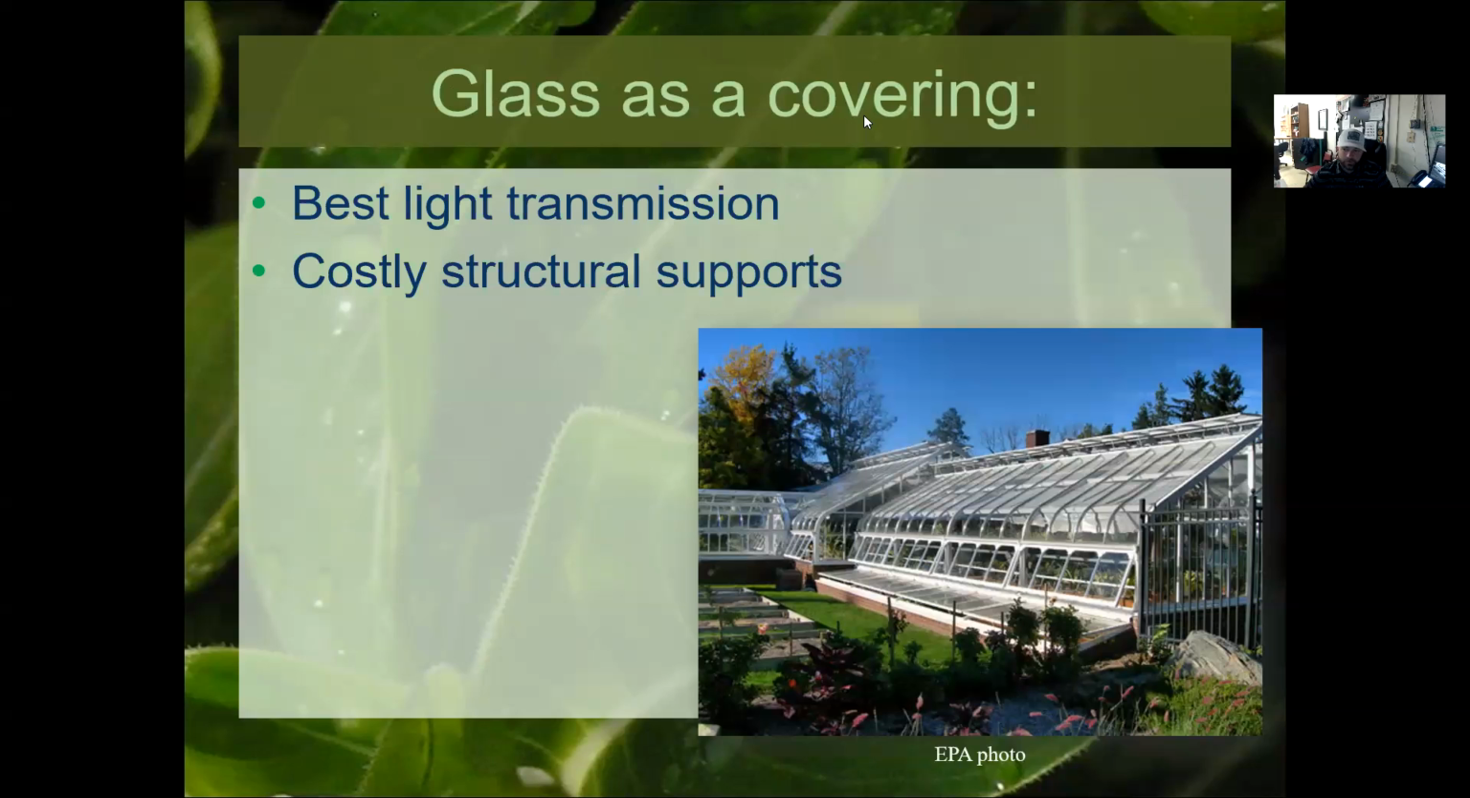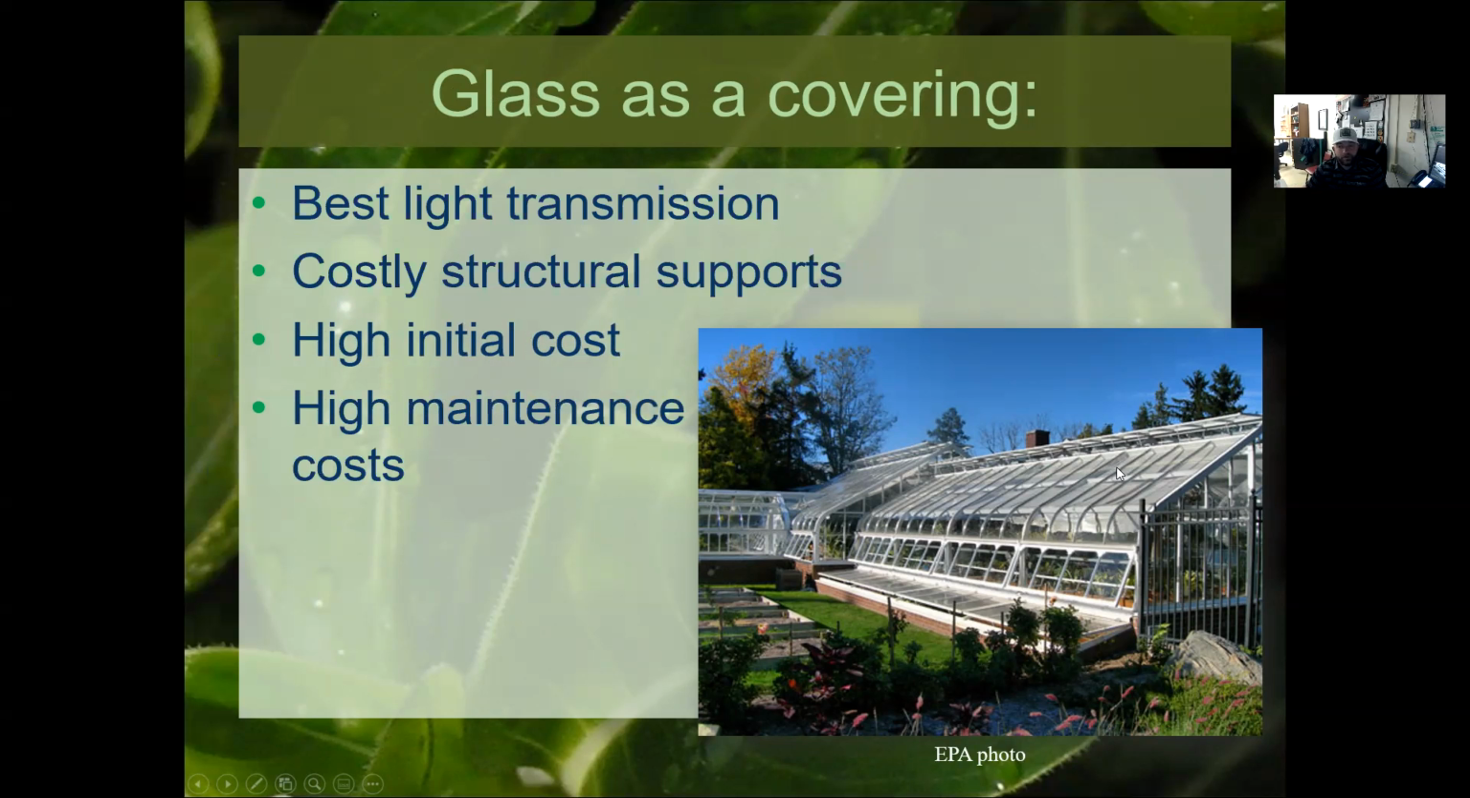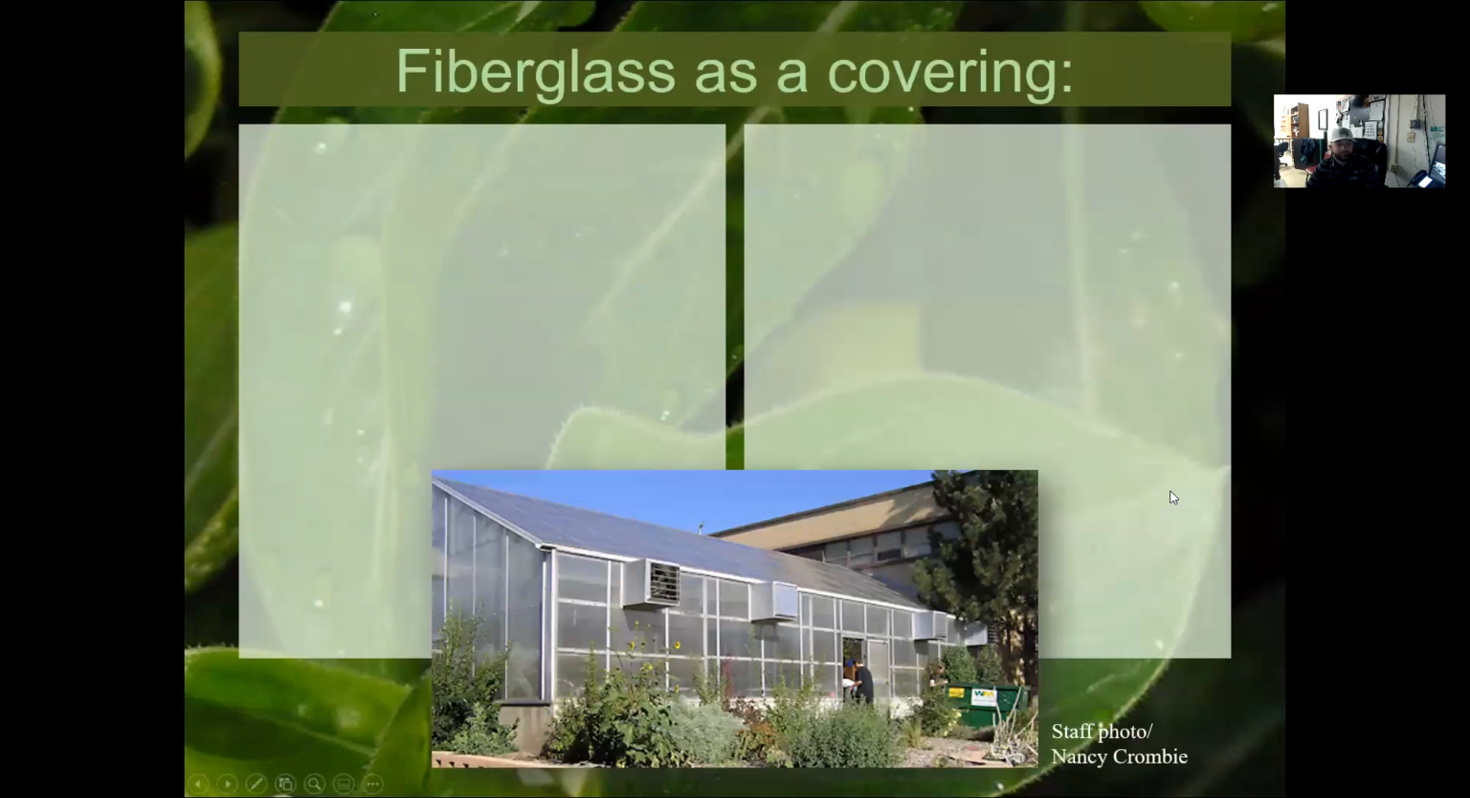Costly structural supports, glass is very heavy. So you want to be very careful putting in a glass greenhouse because one, it breaks easier, and two, you better have some really good supports because glass can be very, very heavy. So it has a high initial cost, very high maintenance cost, and it's limited use, like I was saying, because sun coming in through a glass greenhouse can really heat that guy up.